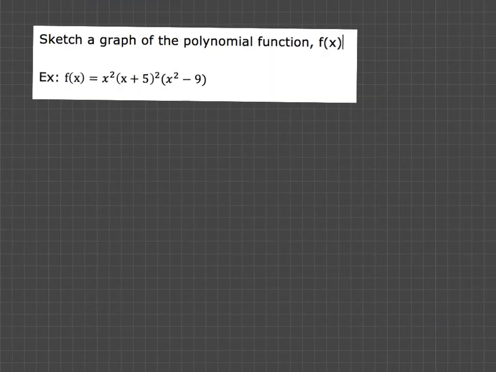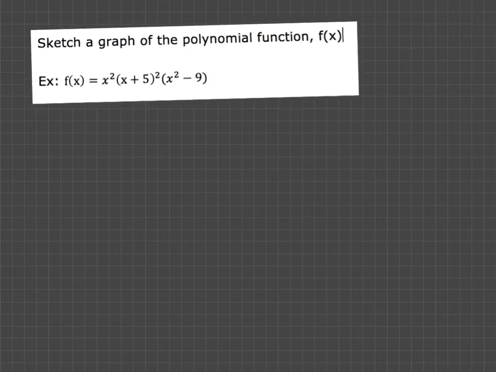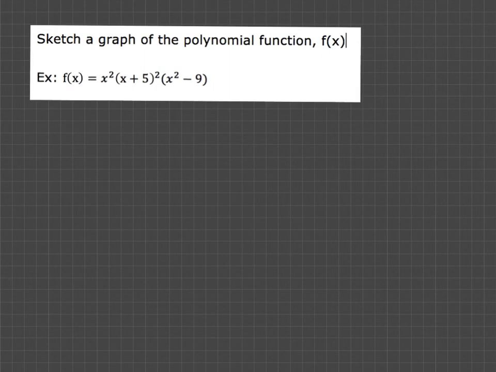Okay, one last example for this video. This time around, we are just going to go through the whole process of sketching the graph. And we now know that we want to look at multiplicity when we look at our x-intercepts. So start off with those x-intercepts.